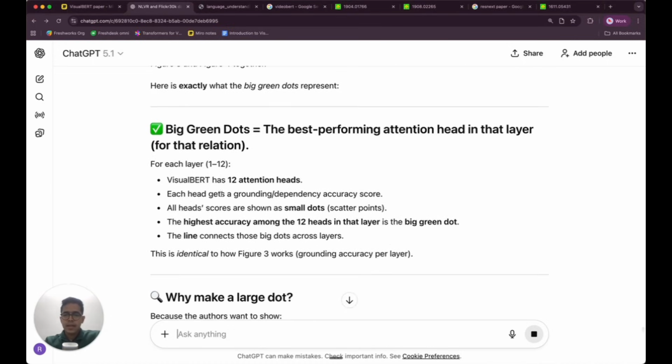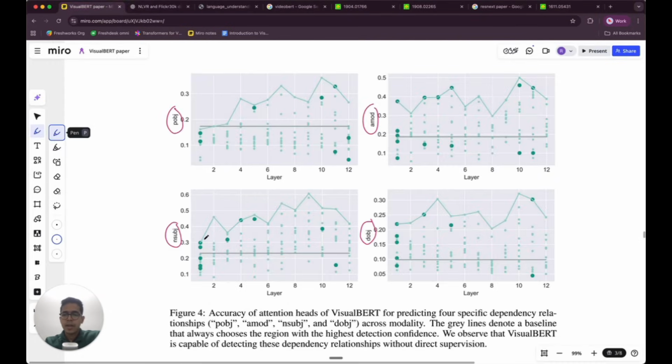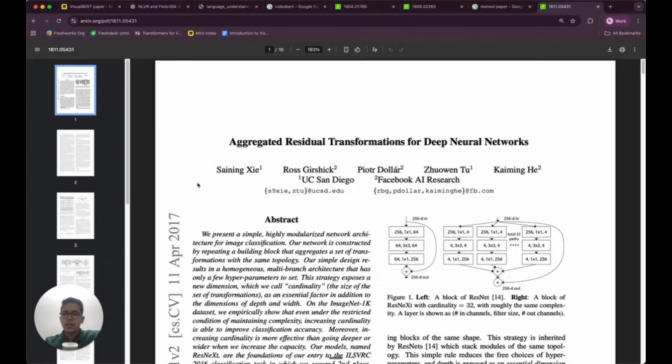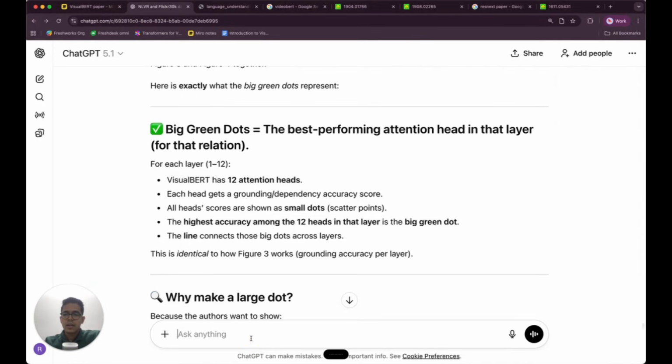VisualBERT has 12 attention heads. Each attention head gets a grounding or dependency accuracy score. All heads' scores are shown in small dots. The highest accuracy among the 12 heads in that layer is the big green dot. But then how come within the same layer you have multiple big green dots? Let me ask that. Then how come in figure 4 within the same layer you have multiple big green dots?